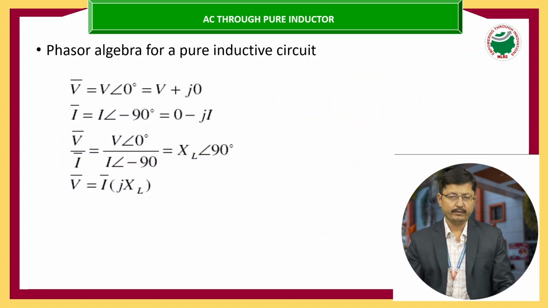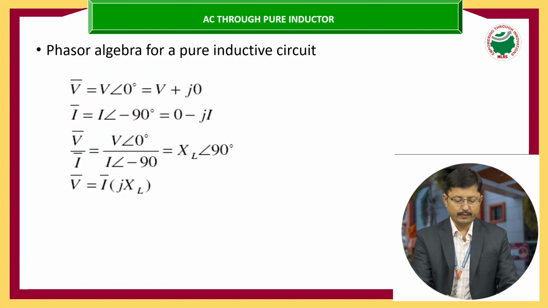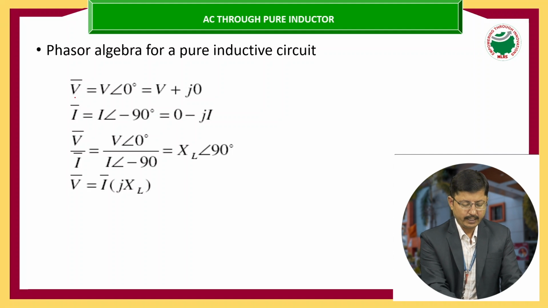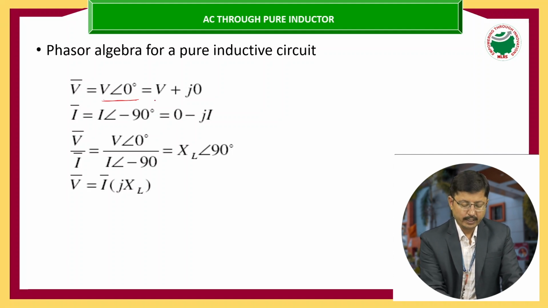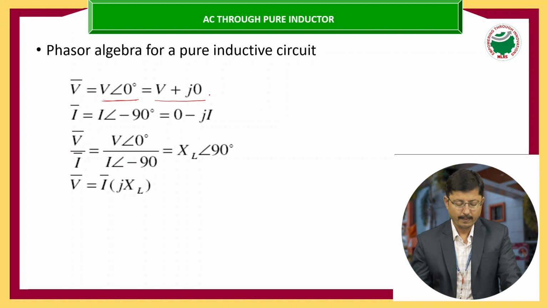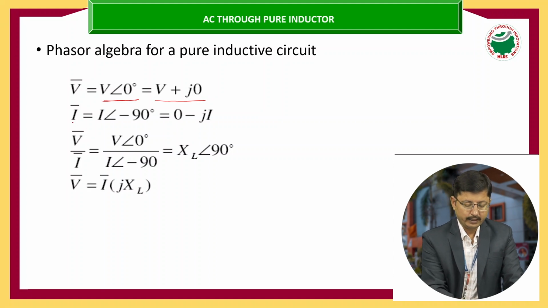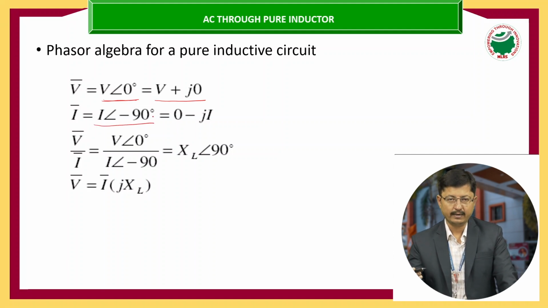Next we will relate the voltage and current relations in phasor algebra for a pure inductive circuit. In phasor algebra we can take V equals V at an angle of 0 degrees, expressed in polar form. Converted into rectangular form, that is V plus j0. The current, from expression 2, is I equals I at an angle of minus 90 degrees, because the current lags the voltage by 90 degrees.